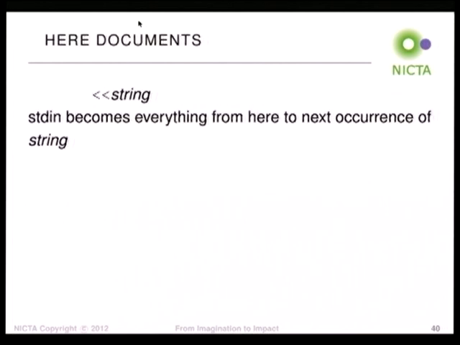The general format of this is << followed by some string, preferably one without white space, otherwise you confuse yourself. The shell takes as input to the command anything that's between that string and a line with just that string on the line on its own.